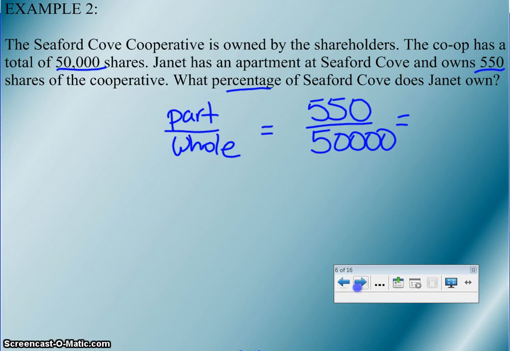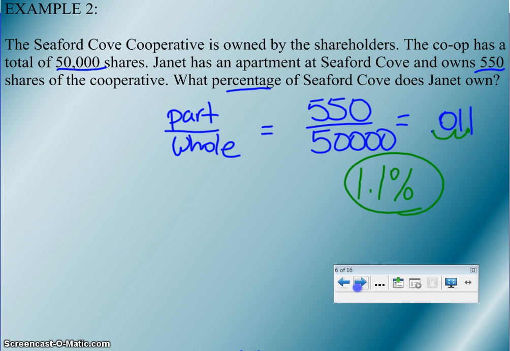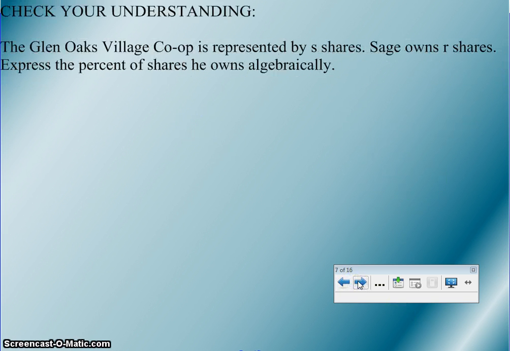So when we multiply that out, we end up with 0.011. Next, we've got to go ahead and multiply by 100 or move that decimal point over 2 times. And I end up with 1.1%. Okay, go ahead and press pause, solve this, come back to me when you're ready.